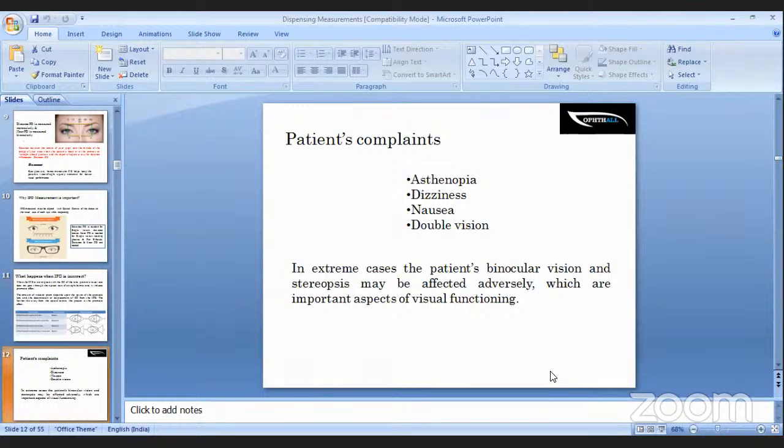Now, when there is an incongruency between the optical center and the IPD of the patient, usually the patient will complain of asthenopia, dizziness, nausea, double vision. Usually patients don't complain of visual disturbances. Please remember, because of incorrect PD, patient usually don't complain of poor vision. They may complain of poor binocular vision in extreme cases. They may also complain of poor stereopsis in extreme cases, but they will not complain of poor vision. Four types of complaints are quite common: asthenopia, dizziness, nausea, and double vision.